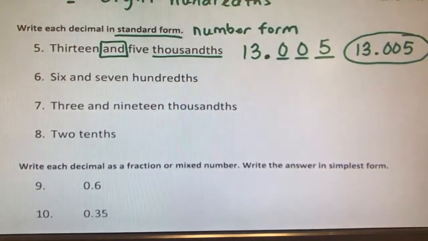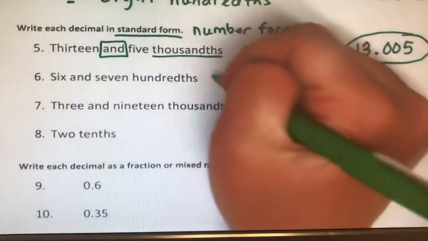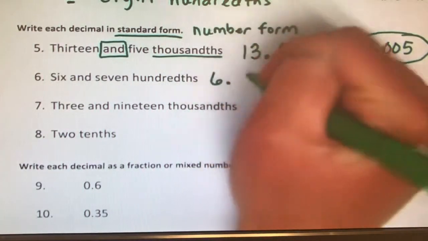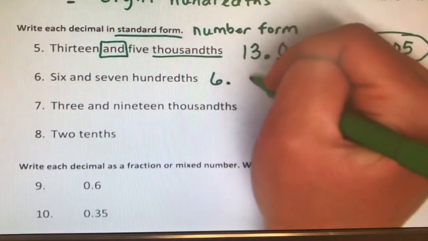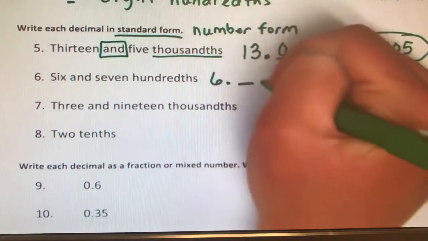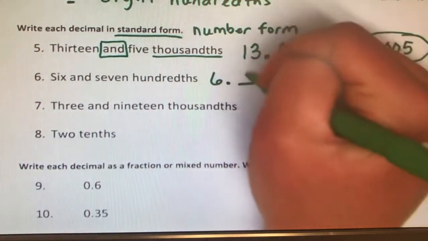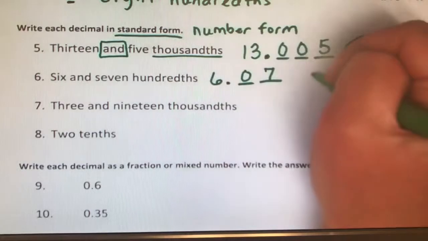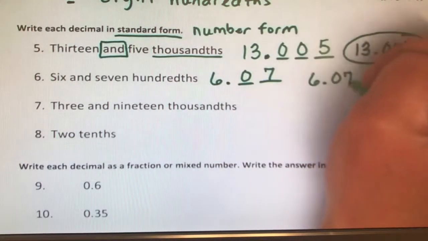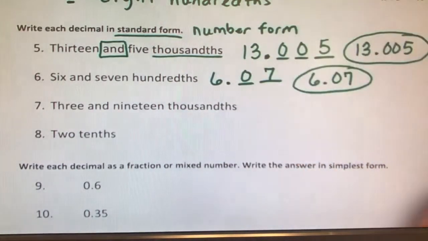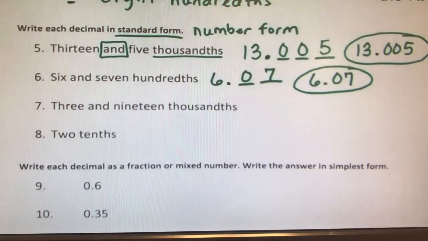On number 6, we have 6 and 7 hundredths. So the 7 needs to be in the hundredths place, which is right here. So again, we're going to put a 0 here. Make sure you know that 6.07 is not the same thing as if you just wrote 6.7, because that would be 6 and 7 tenths, two completely different numbers.